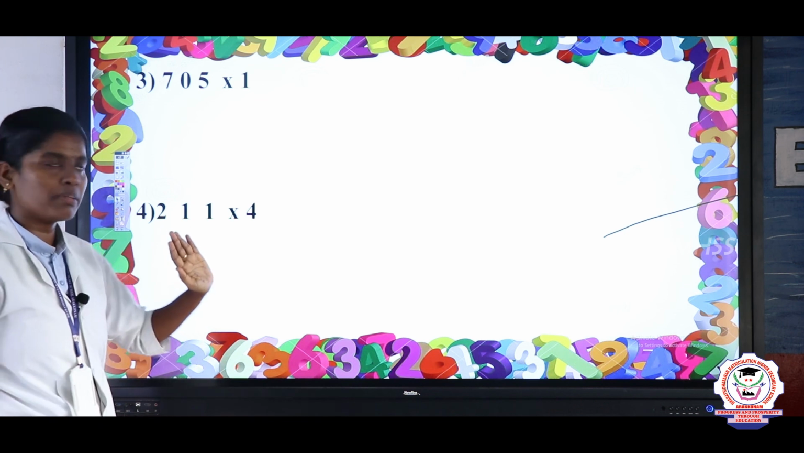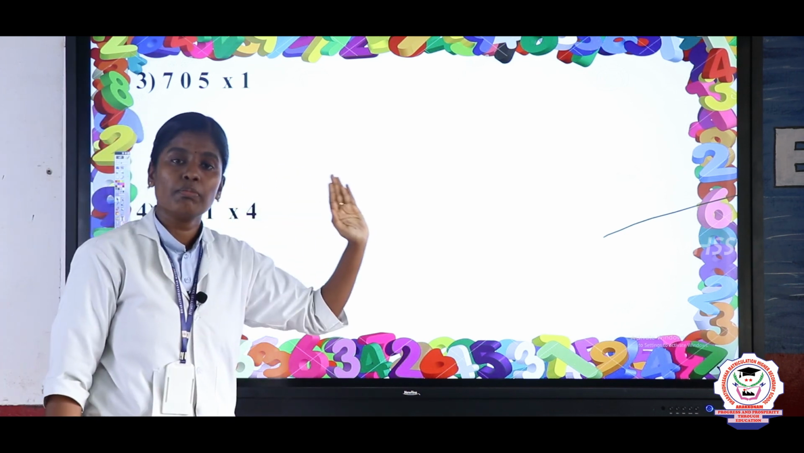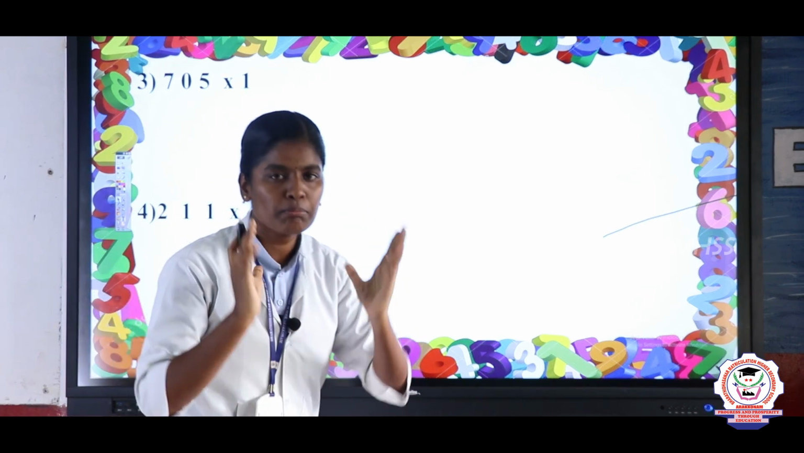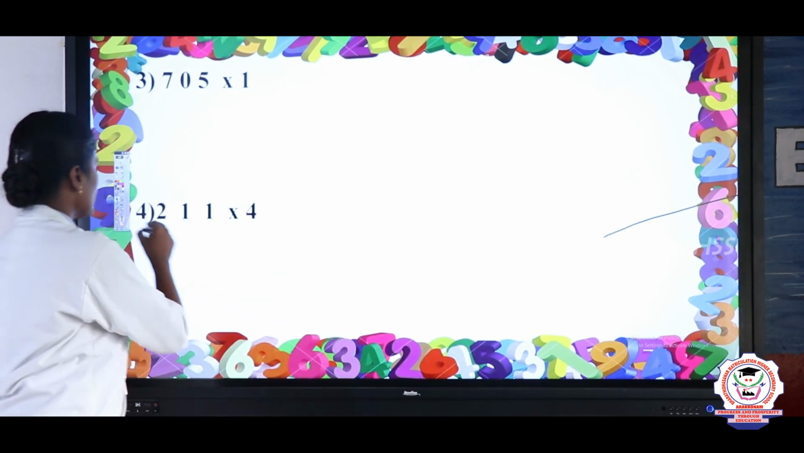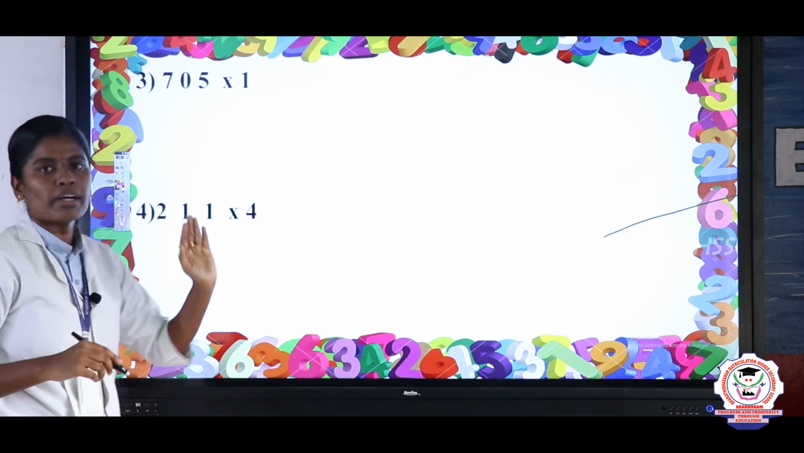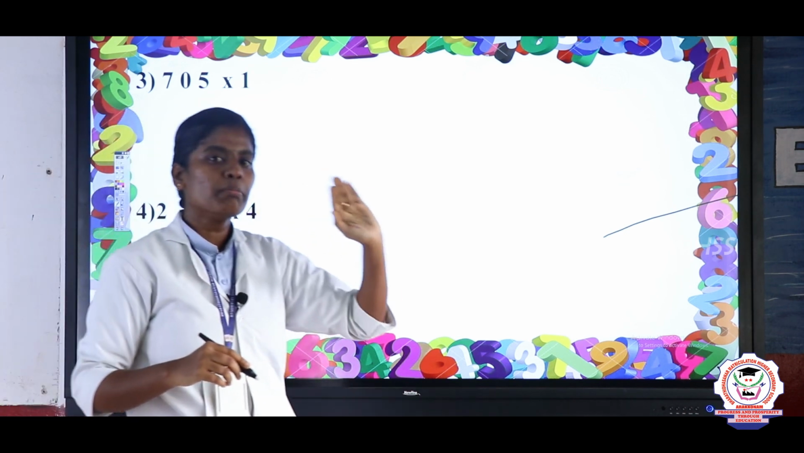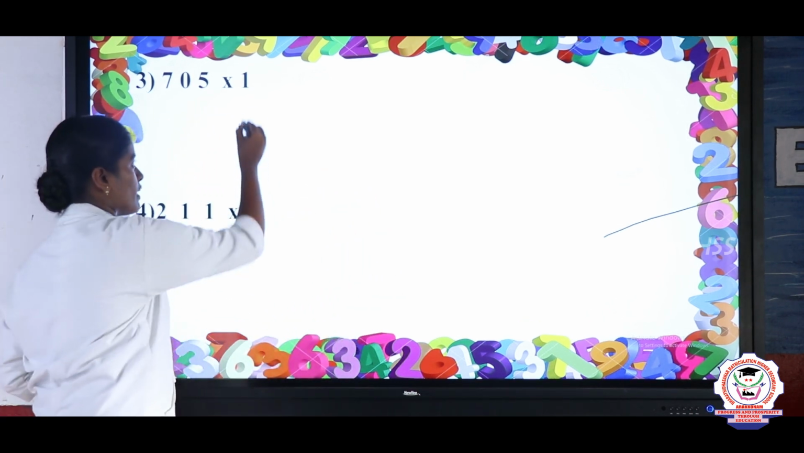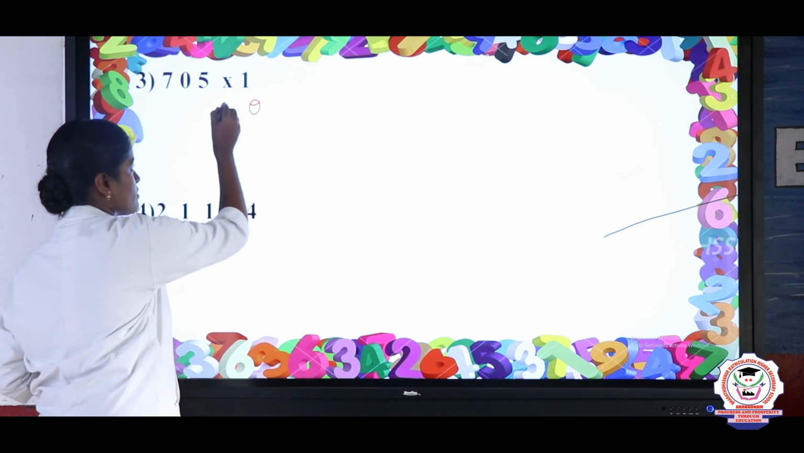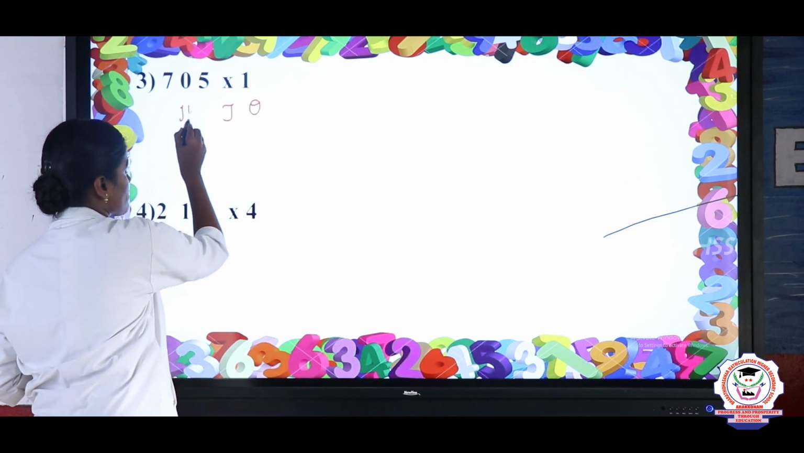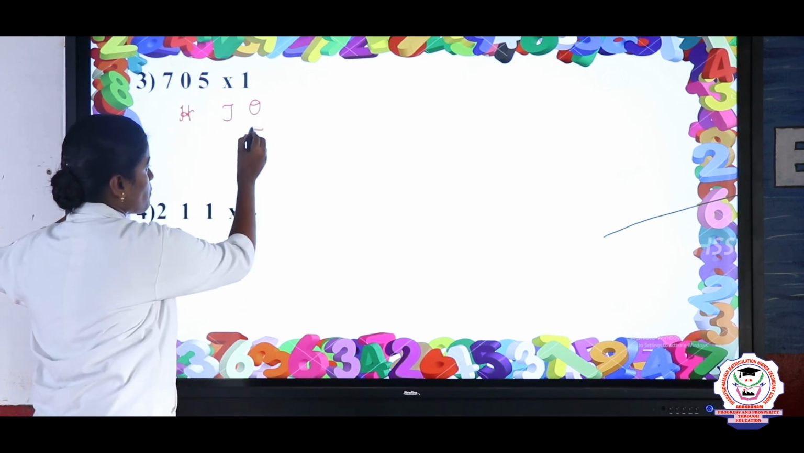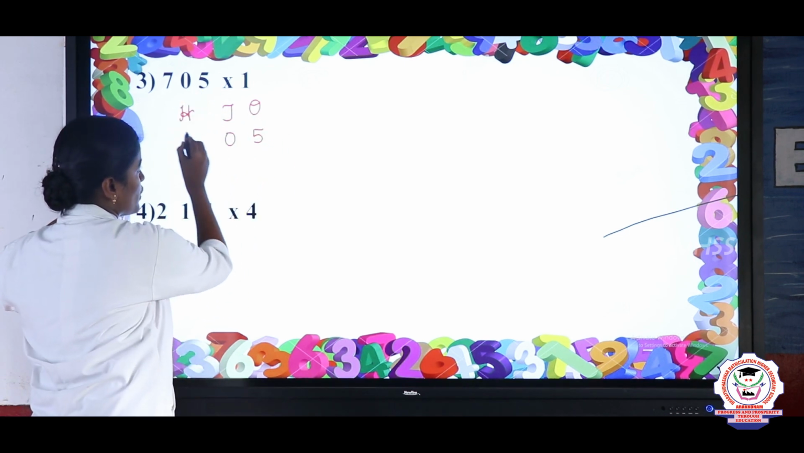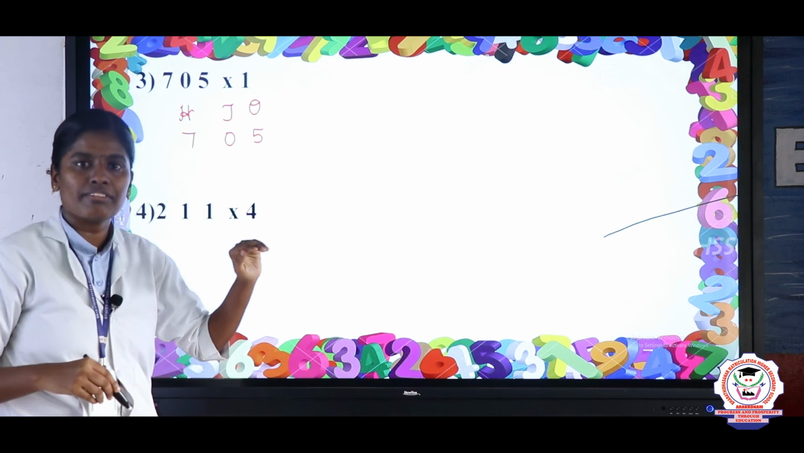So the next example is 705 multiplied by 1. So here we have a very simple table. What is the table? That is the one table. So take 705 and multiply by 1. First you write the place values. The first place value is ones, the second is tens, the third is hundreds. Here the ones place value is 5, the tens place value is 0 and the hundreds place value is 7.